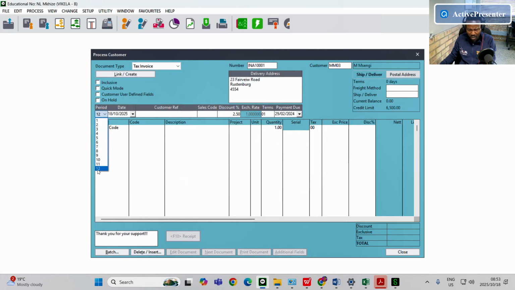Okay, it's period 12. And then the date. I'll be using my printed out version of the question paper. So the date is the first. Customer reference, there is none as I read the information. Number 8, stock sales, it doesn't give me any customer reference. As I was creating the customer, I actually did include the trade discount and the terms.